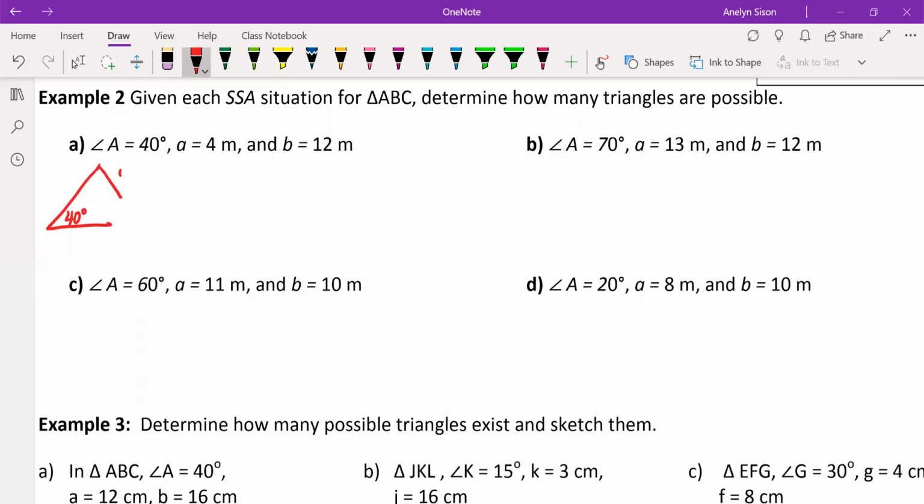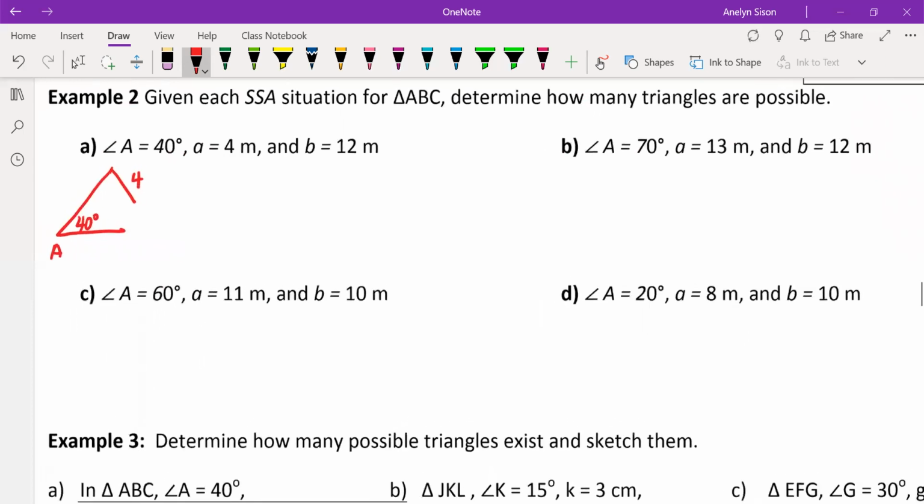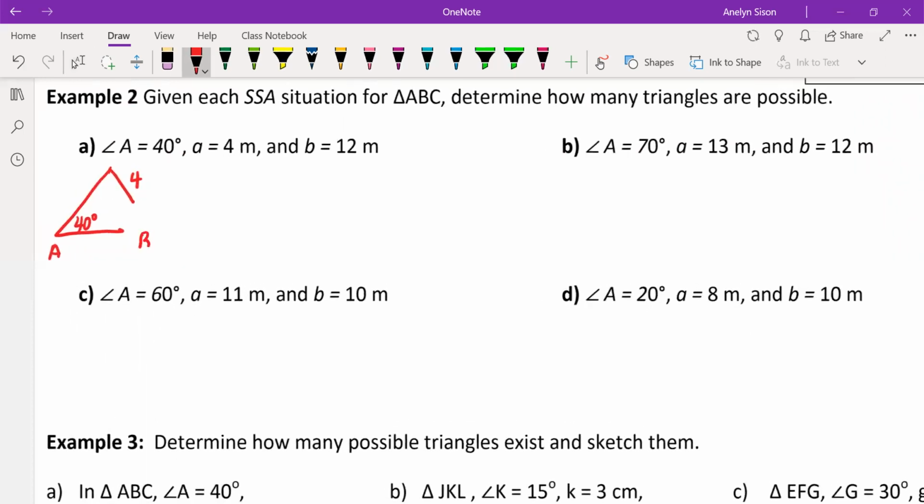A opposite is 4. Here is A, here is B, somewhere here, we don't know if we're going to make one, and here is our 12. So find the height first. Sine of 40 degrees is equal to H over 12. So H is equal to 12 sine 40 degrees, and H is equal to 7.7.